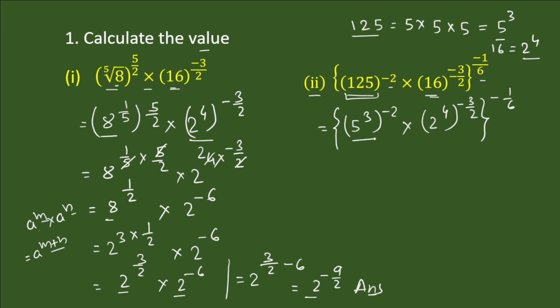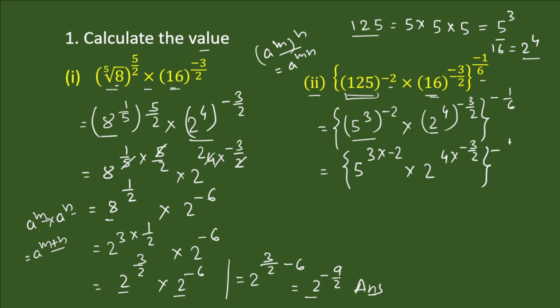Now again it is in the form of a powered by m and it is powered by n. So powers are in brackets, so we can write a powered by mn. So we can write this expression as 5 powered by 3 multiplied by negative 2, and it is multiplied by, here we have base 2. So we'll write 2 and we'll multiply this power. So it is 4 multiplied by negative 3 by 2. The whole term is powered by negative 1 by 6.